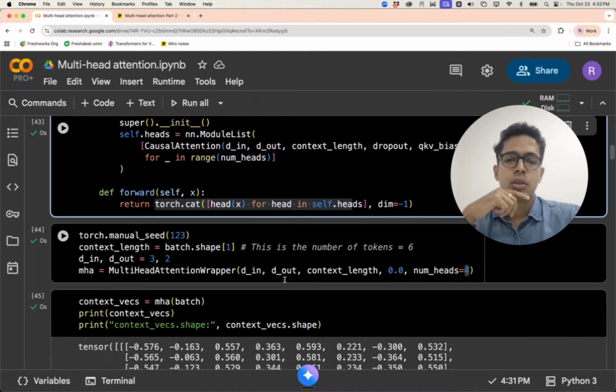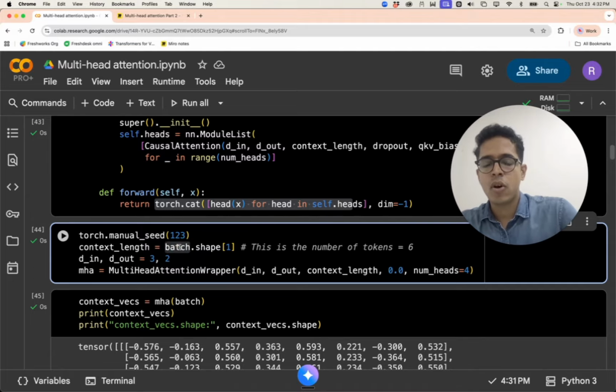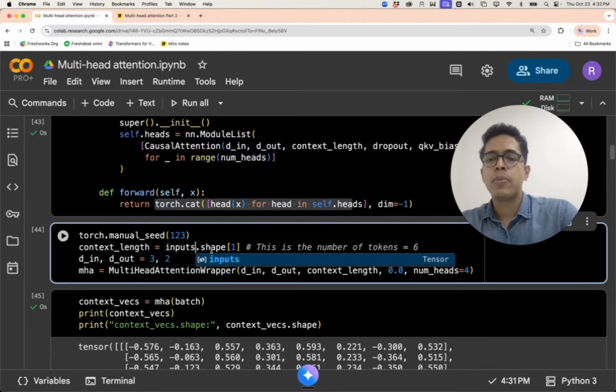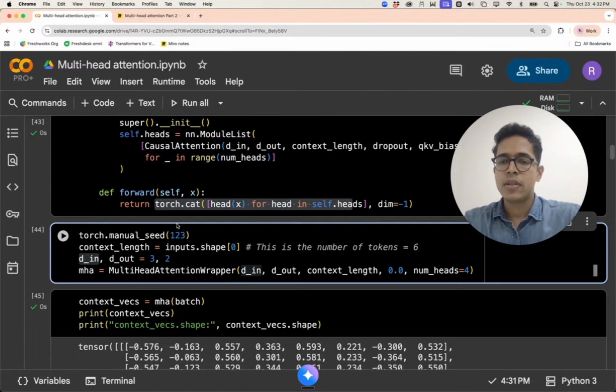Okay. So our context length was the number of tokens, which was 6. So context length equal to batch.shape of 1. So we can say it would be batch.shape of 1, or we can say inputs.shape of 0, basically number of rows. That should also be fine. Then D in comma D out is 3 comma 2.